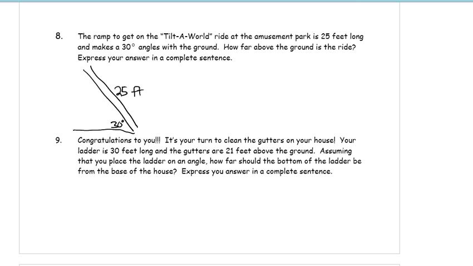How far above the ground is the ride? So we want to know, you get up here and you have the Tilt-A-Whirl, which probably is something like this. And then it spins you around. You guys know how that goes. We want to know how high up it is. Okay? So that's our goal, is to find that.